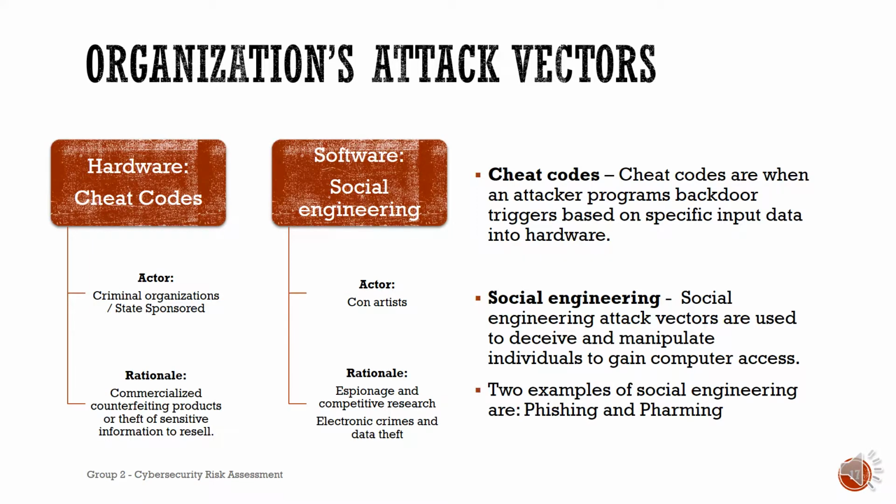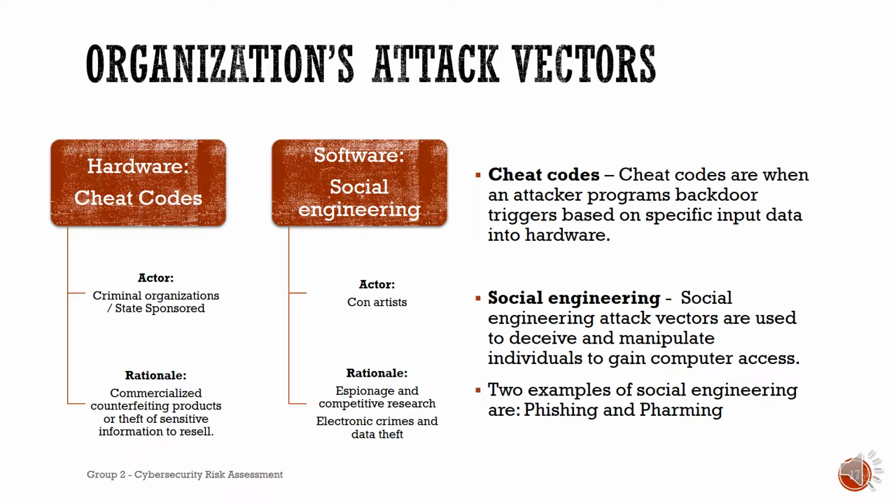Examples of organizations' attack vectors are the hardware attack vector, which consists of cheat codes. Cheat codes are when an attacker programs backdoor triggers based on specific input data into hardware. A cheat code is undisclosed data that an attacker uses to identify themselves to hardware backdoor logic as a result of weaknesses in the hardware. It then sends malicious attacks within the operation mode of the hardware.